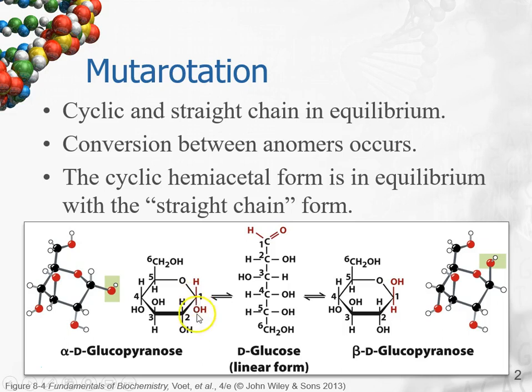When the ring closes, the OH that's formed as a result of that reaction could end up below the plane of the ring, in which case we call it alpha, or it could occur above the plane of the ring, in which case we call it beta. And notice that these are equilibrium arrows. So if you have glucose in solution, at any moment in time you have all three of these structures.